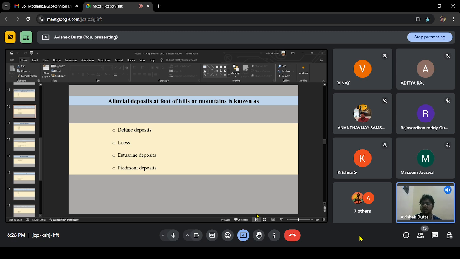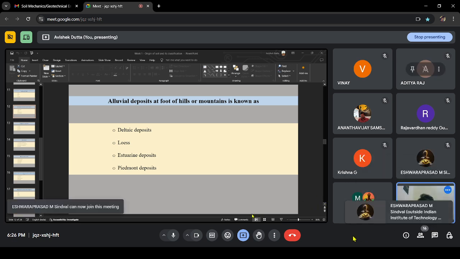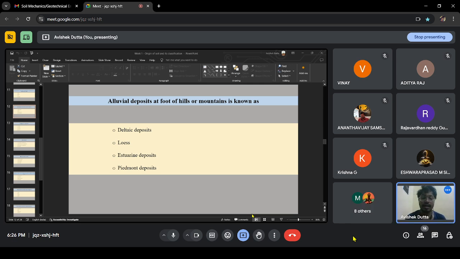So I'll repeat this question. I think this is the 11th question. Alluvial deposits at foot of hills or mountains is known as. The options are deltaic deposits, loess, estuarine deposits, or Piedmont deposits. Okay, I'll go to the next question.